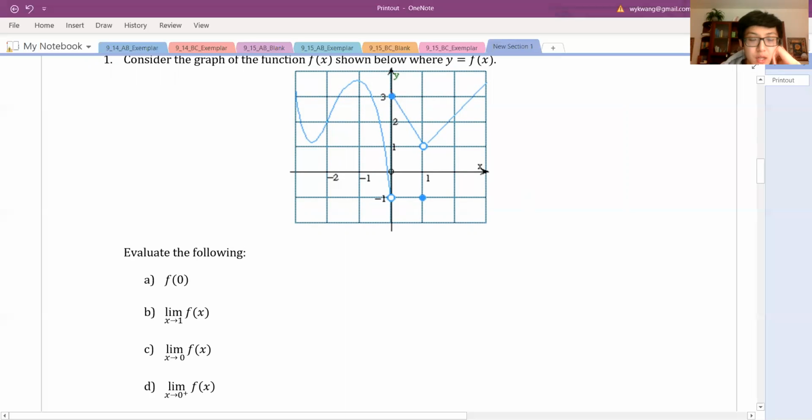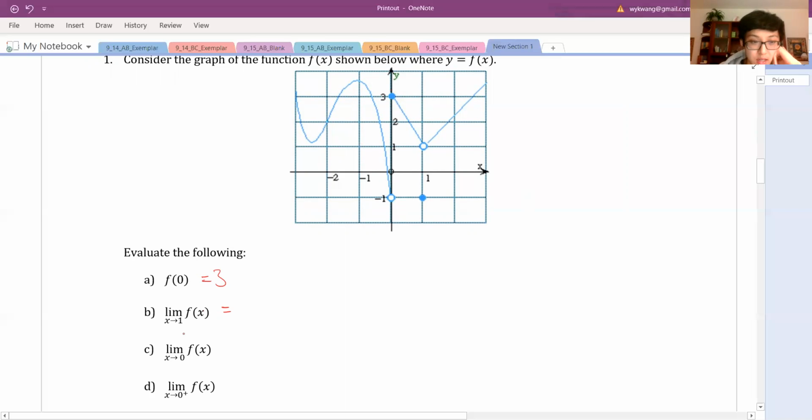And look, it's a filled in hole at 3. So it is equal to 3. Notice that this hole is empty. So we know that the function at 0 isn't actually at -1, it's at 3. Cool. Now limit of f of x as x goes to 1.